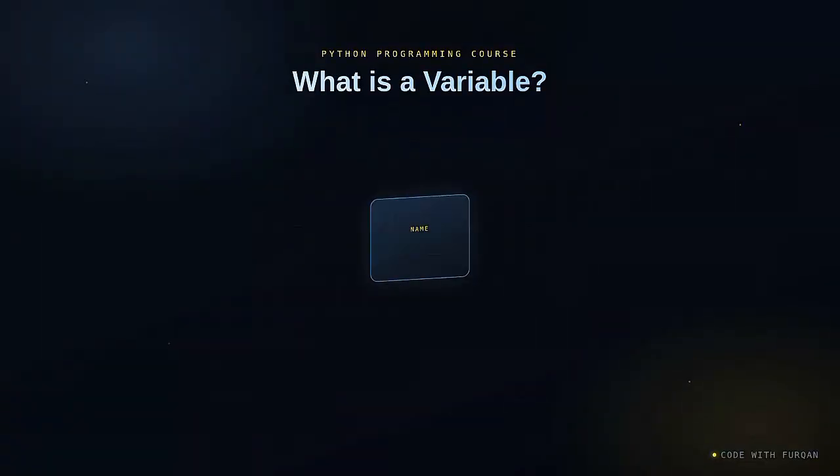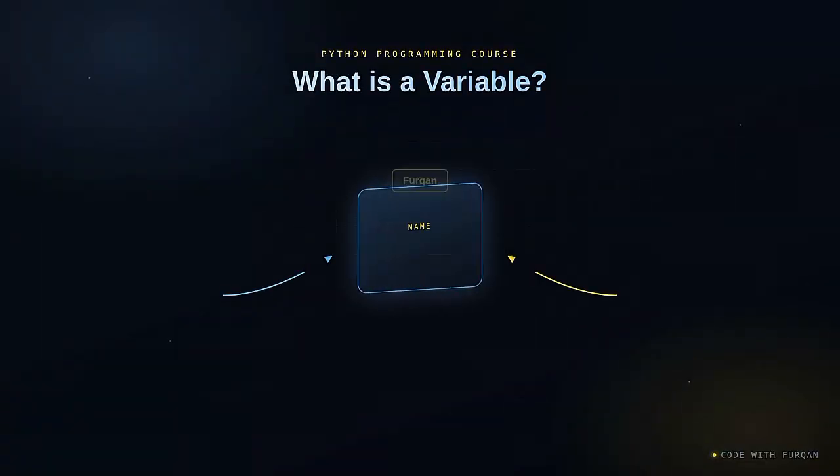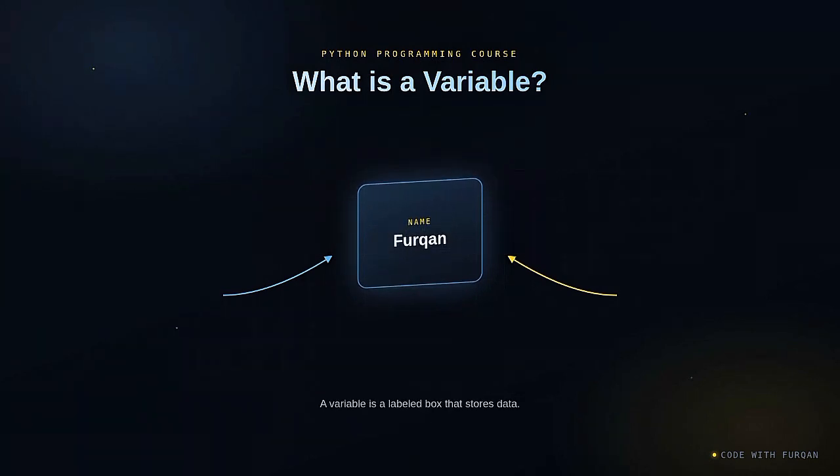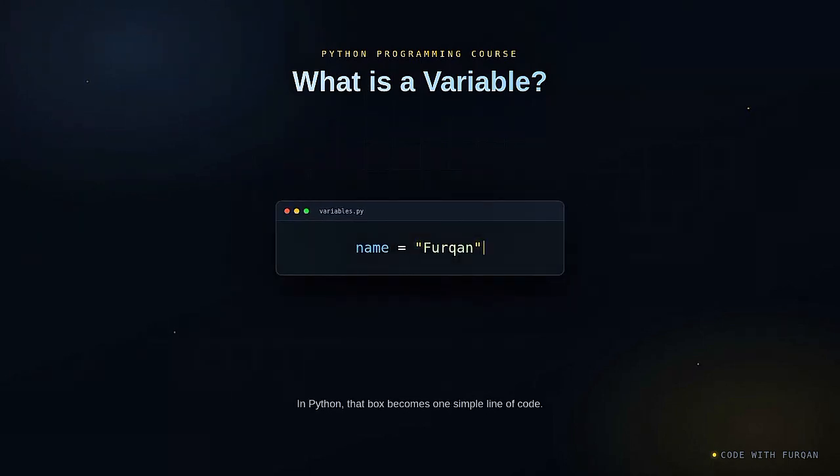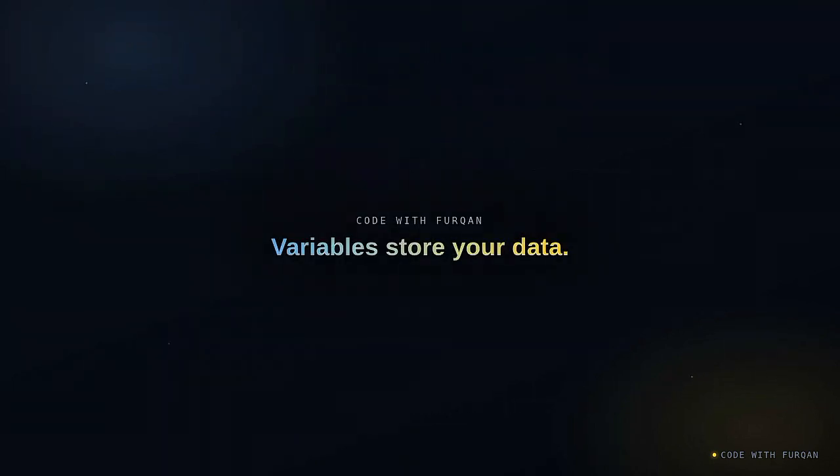Before writing code, let's understand variables with a simple example. Imagine you want to store a person's name. Instead of writing that value again and again, we can store it inside a variable. Think of a variable as a labeled container. In this example, the container is called name and the value stored inside it is Furkan. Whenever we need that value, we can simply use the variable name.